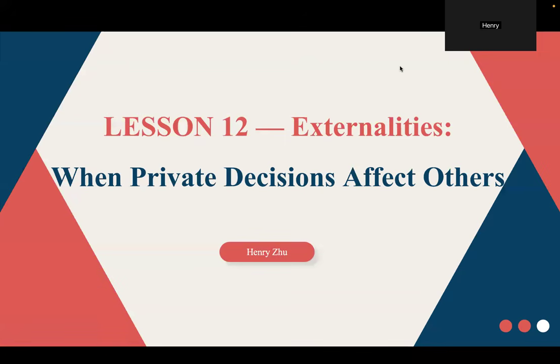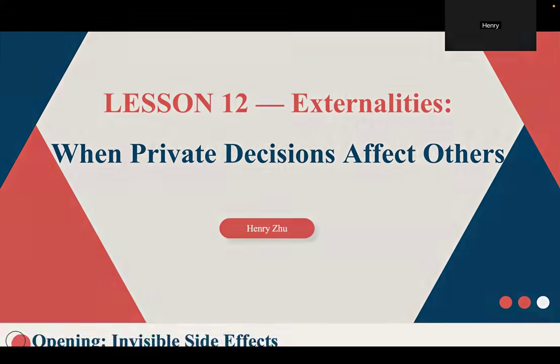Hi everyone. In the previous lesson, we introduced the concept of market failure, where markets do not produce the best outcome for society. Today, we go deeper into one of the most important causes of market failure, externalities. These are situations where private decisions affect others, often in ways that the market fails to account for.